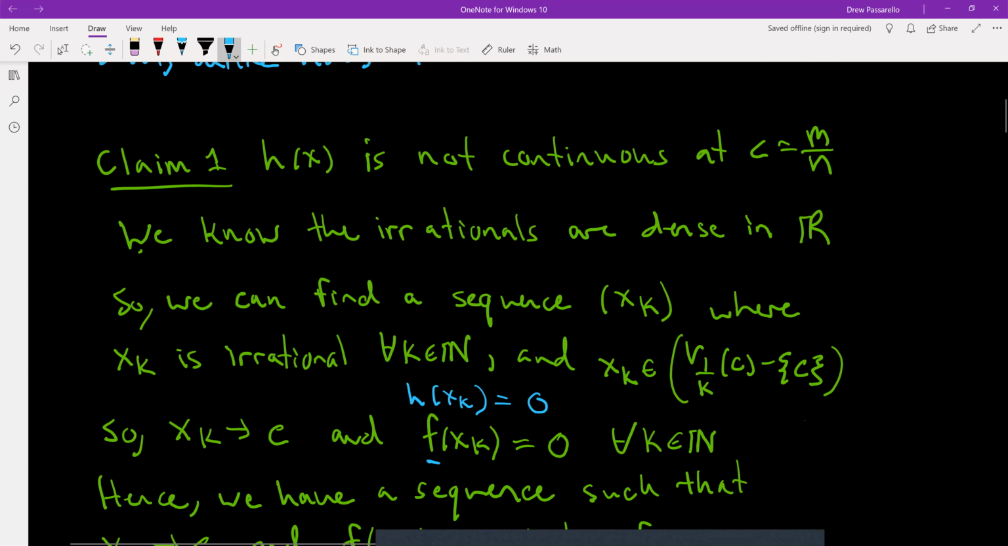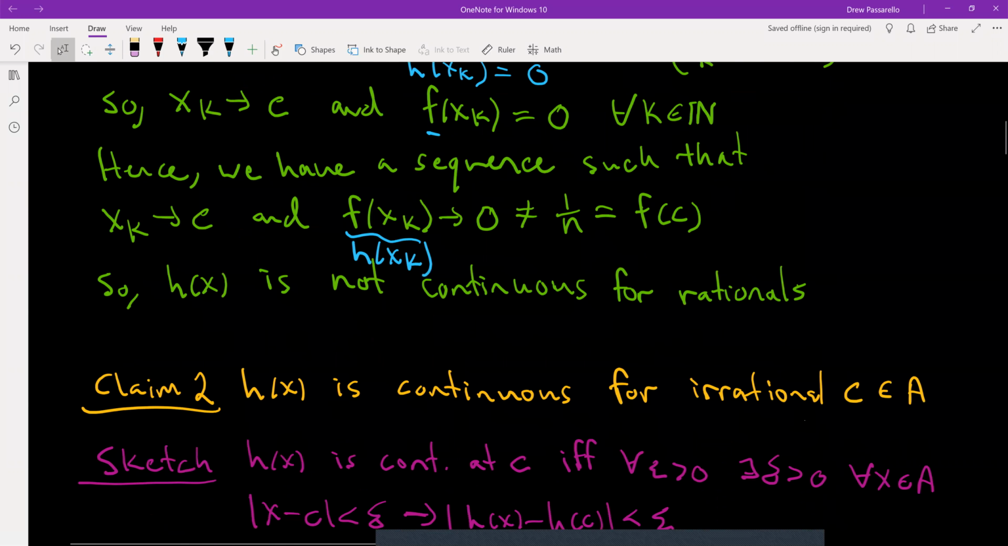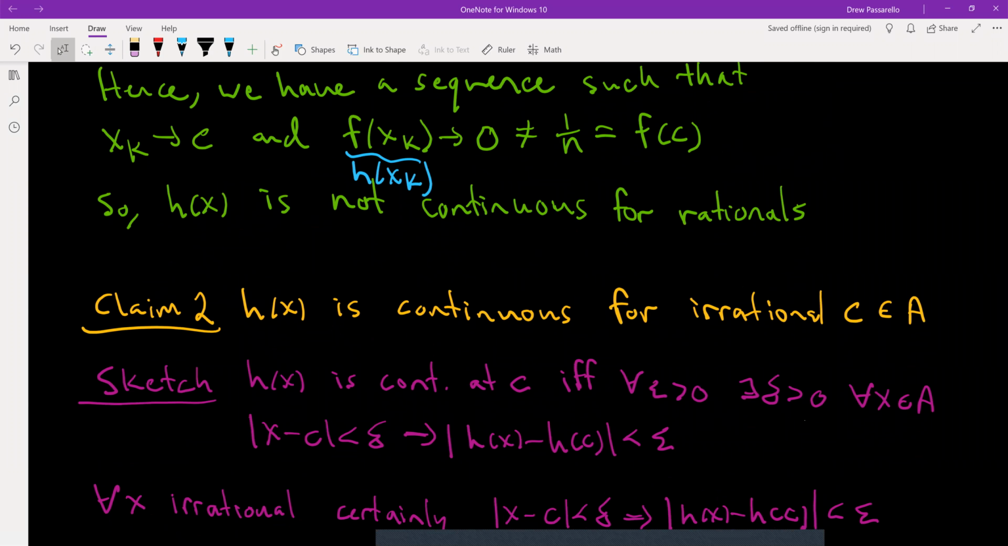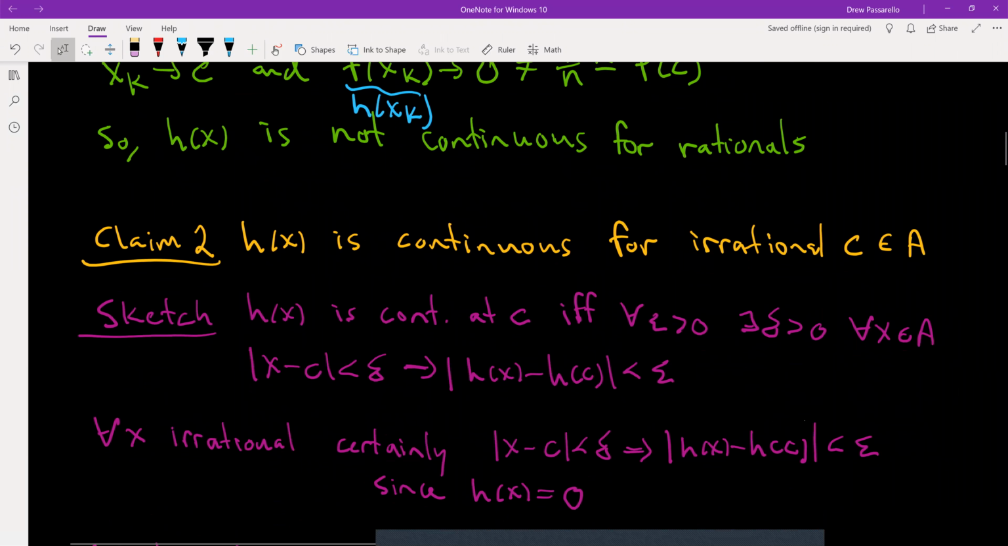All right, so that part isn't tricky. It's the second claim where I claim that the function is actually continuous for irrational value c. So here's a sketch, and I'm going to go through the thought process before I go into the proof. So what does it mean to be continuous?